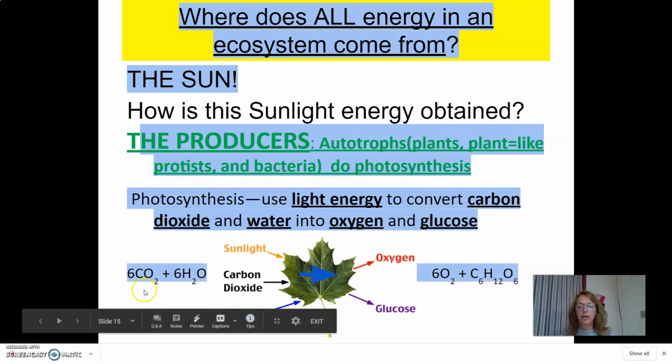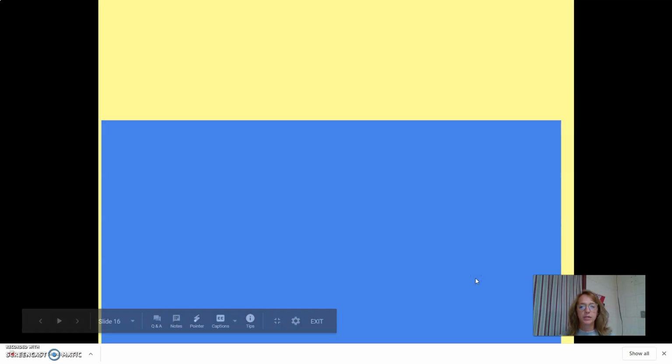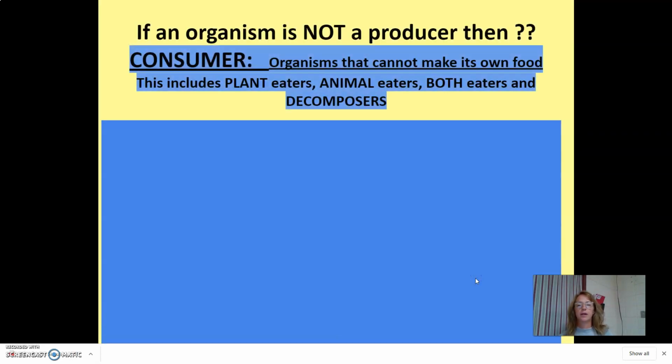You also need to be able to recognize the chemical formula for photosynthesis, which is CO2, carbon dioxide, plus water yields, that's what that arrow means, oxygen, and this is the formula for glucose. So you will not have to write it down, but you'll need to be able to recognize it. All right, let's keep going here. If I'm going fast, just pause.